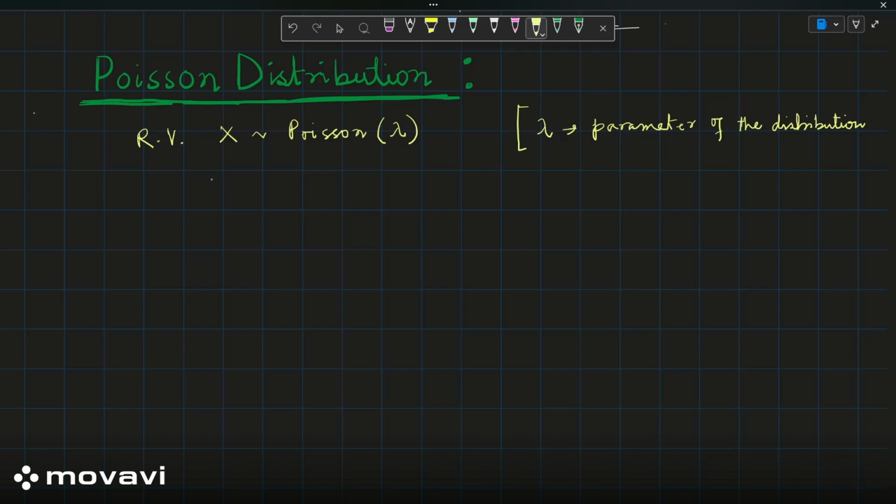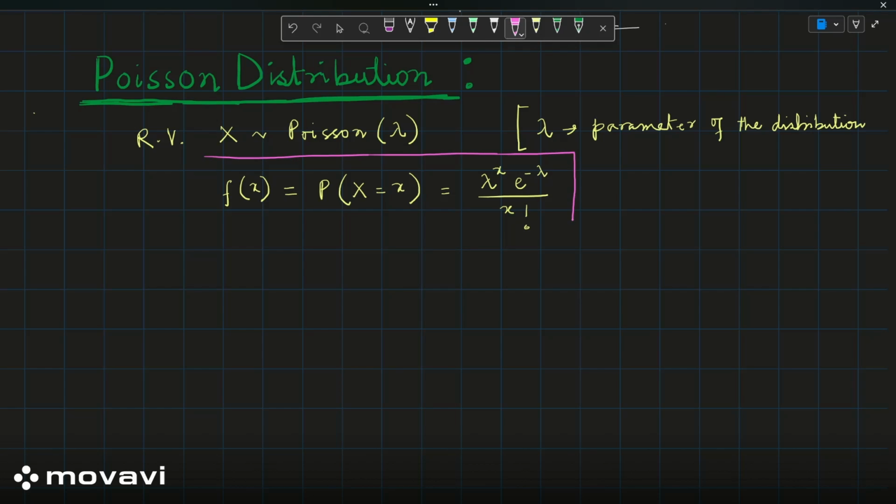So if X follows Poisson with parameter lambda, then the probability function f(x), the probability that capital X equals x, will be lambda to the power x, e to the power minus lambda, divided by x factorial. So this is the formula of the probability function of Poisson distribution, and this should be remembered. This is very useful in many problem solving cases.